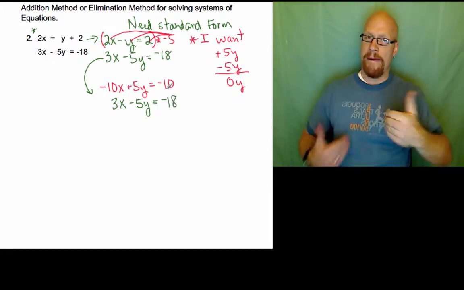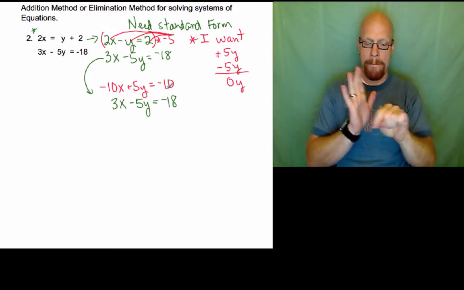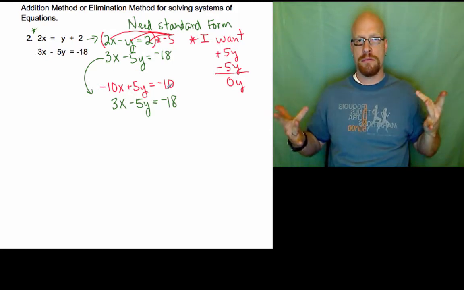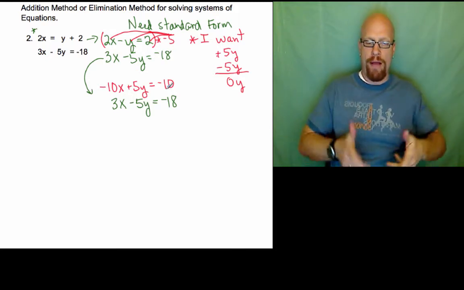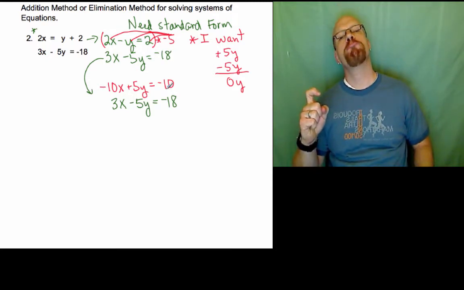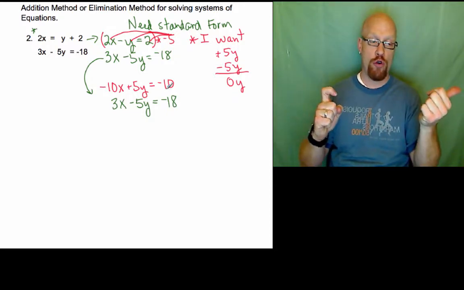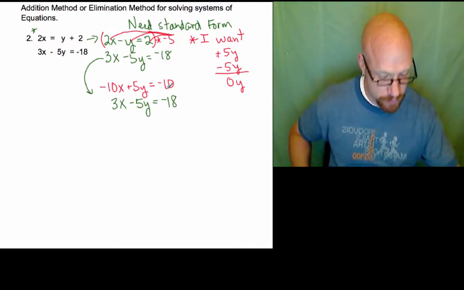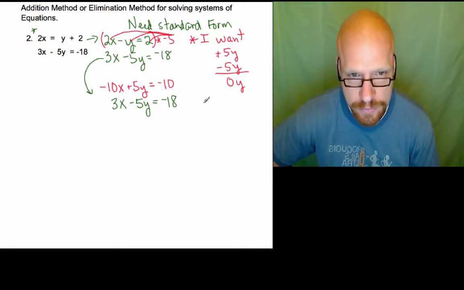As you can see here, I've lined up my x's and my y's and constant terms, and I have plus 5y adding together with negative 5y, and that becomes 0y. So my y variable has been eliminated. I'm left with an x variable and a constant, or an x term and a constant.